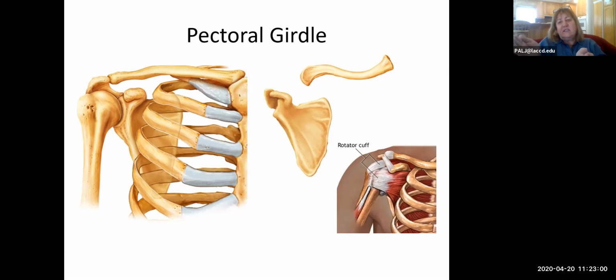So if they're anterior on the scapula, they're going to go anterior on the humerus. And if they're posterior, they're going to go posterior. If they're superior, they're going to go superior. And so it's just trying to hold it into place. And so you're going to learn about those in lab pretty soon.